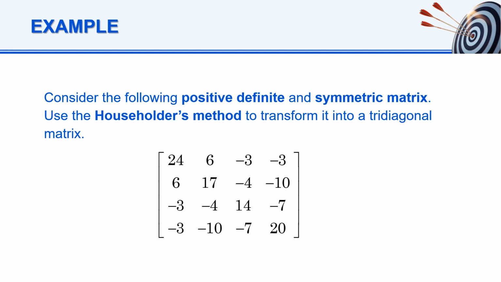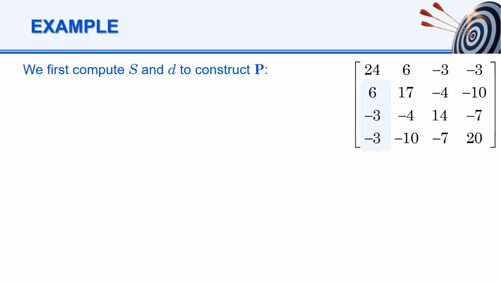Let us consider the following positive definite and symmetric matrix. We will use the Householder method to transform it into a tridiagonal matrix. To eliminate the entries below the subdiagonal in a column, we will apply a reflection transformation. We start with the first column of the matrix with a goal to eliminate all values below the first subdiagonal element while keeping the structure of the matrix intact. Instead of directly modifying the matrix, we create a special vector that helps in transforming the column.